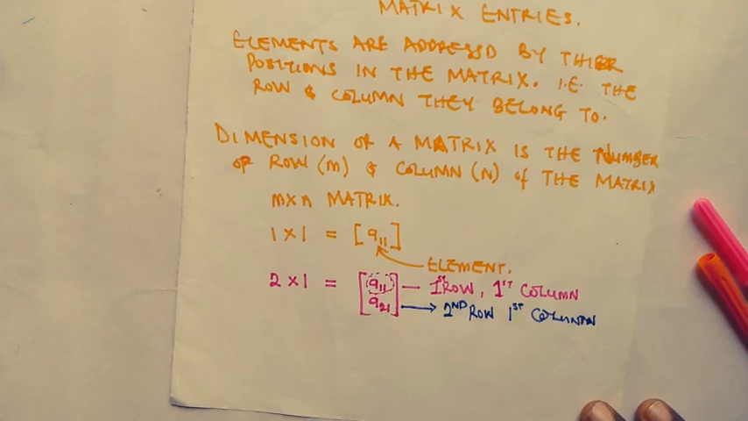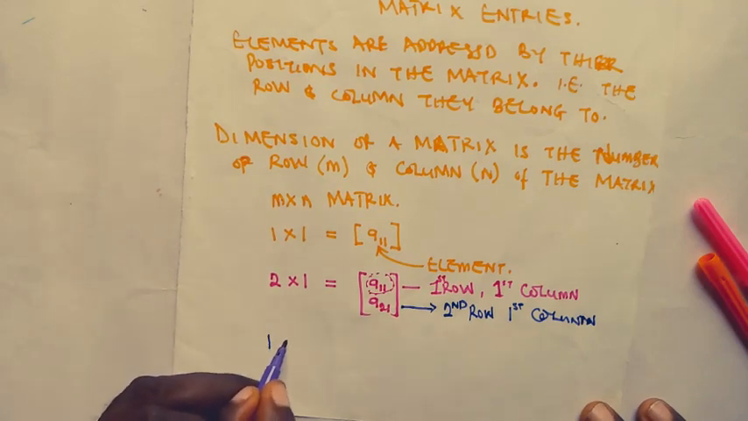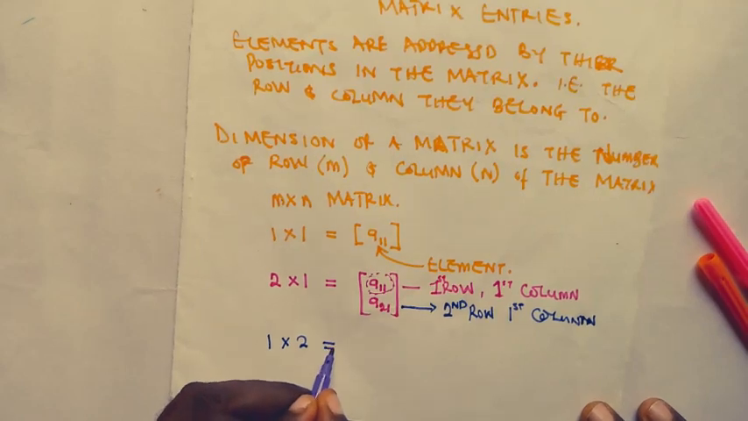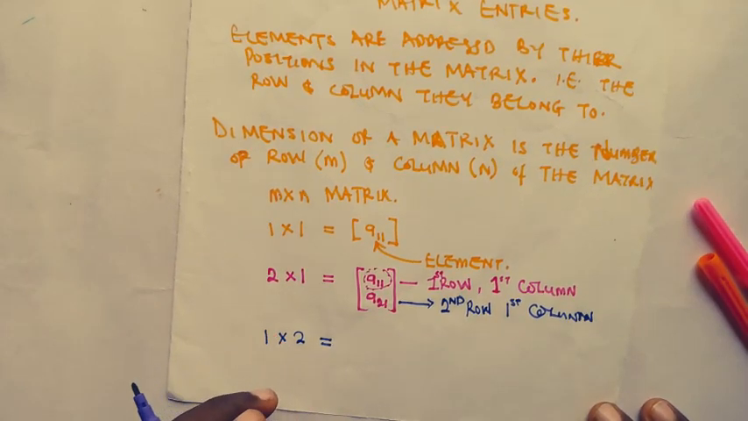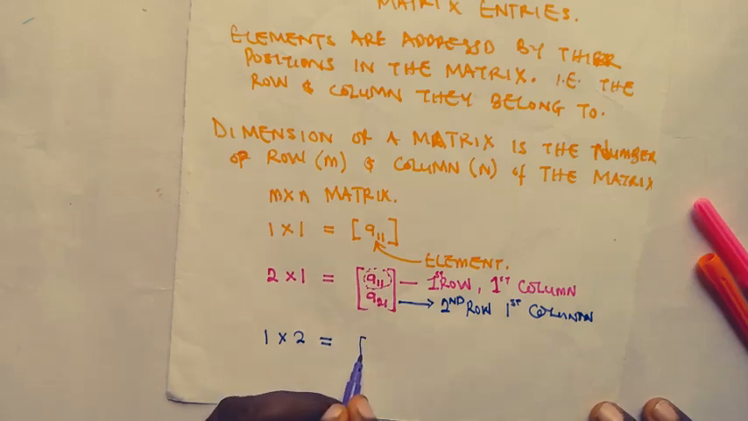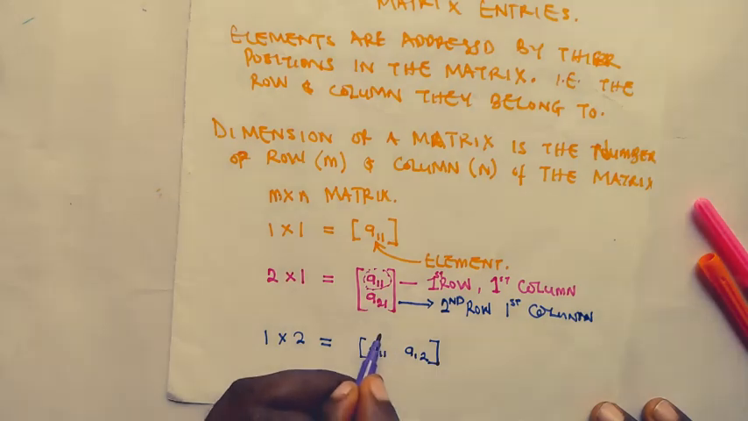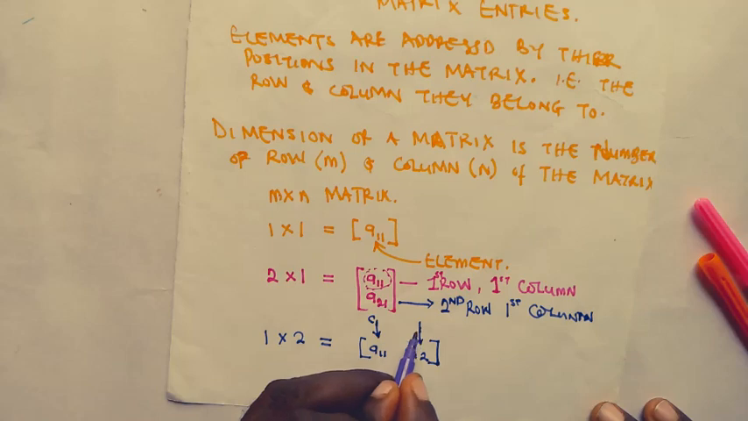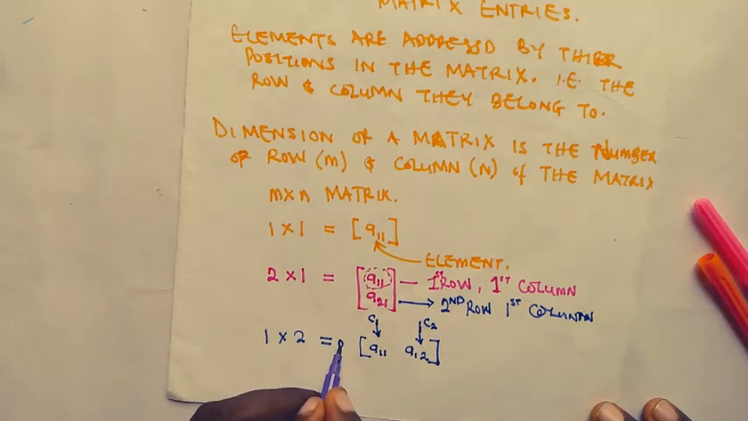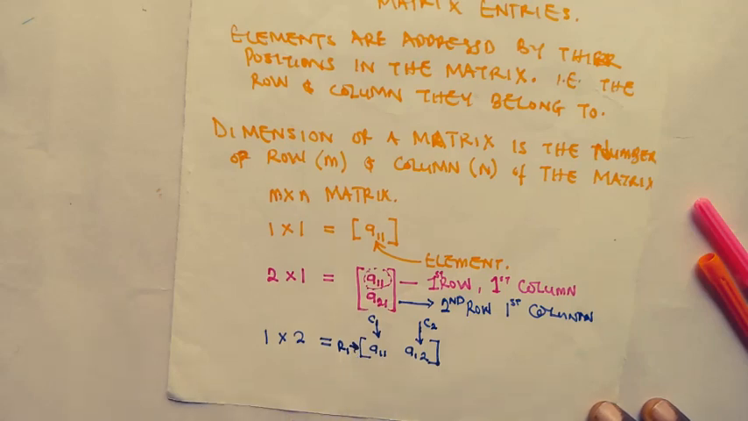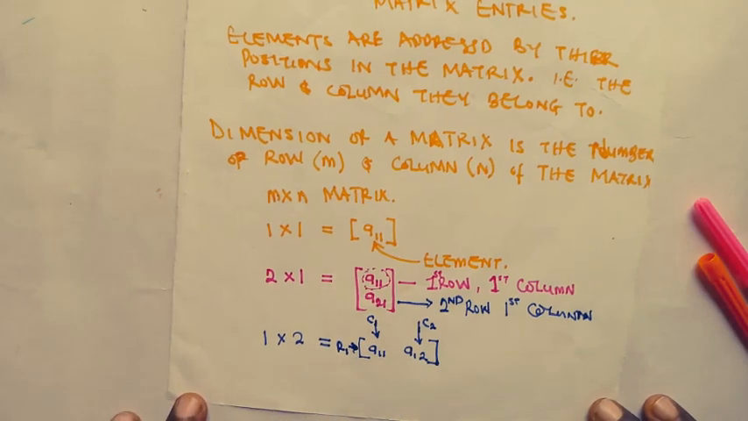It is also possible for a matrix to be 1 by 2. And this type of matrix has only one row but has two columns. So I have just one row, A11 and A12. So I have column 1 and column 2, but just one row, which is row 1. So that is a 1 by 2 matrix.